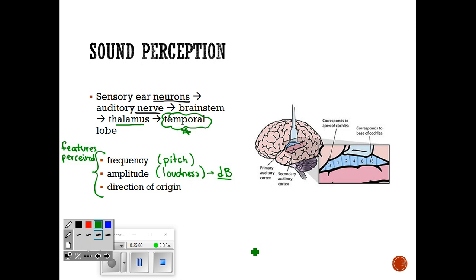You can also determine the direction of origin, kind of based on the fact that you have two ears, just like you have two eyes. Now, sometimes the direction of origin is hard to determine because the sound waves will bounce off of other structures. There's lots of good examples of this.